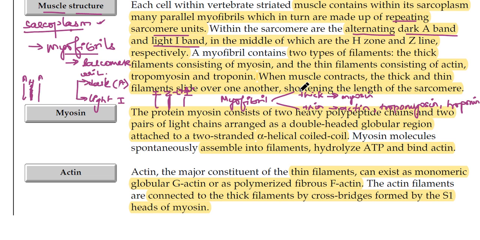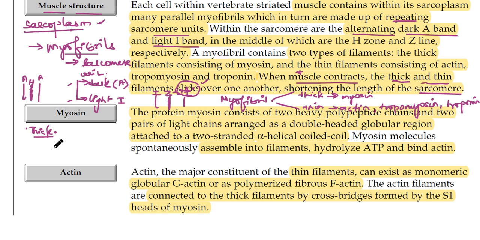So when a muscle contracts, very important, please focus: these thick and thin filaments, which are myosin and actin, slide over one another, and it causes a shortening of the sarcomere length. So what is a sarcomere? It is a repeating unit of myofibril, and it consists of a dark band and a light band. Clear?